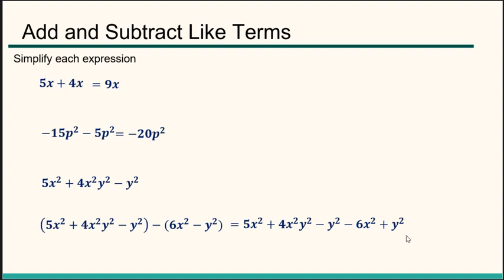Now, I've got this all broken apart. So I want to see, do I have any like terms? If I look at 5x squared and the minus 6x squared, I see that I do have like terms. 5x squared minus 6x squared is negative x squared. So let's see what else I got. Look at there. I've got a y squared there, minus y squared, and a plus y squared. Hey, those guys add up to 0.